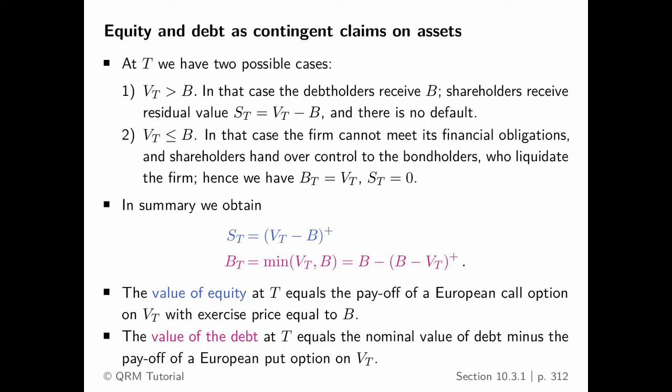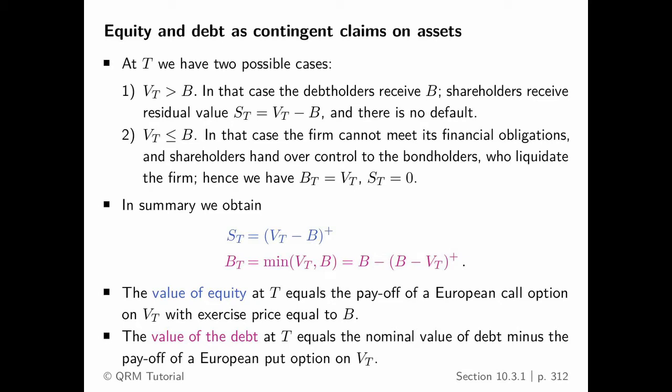At time capital T, if the total assets of the company, the value of the equity component and the value of the debt component, exceed the amount that has to be repaid, the nominal of the debt, then everything is fine. The debt holders are repaid. You could think of the company simply being wound up at this point. It's a one-period model, but then, of course, it may be rolled on for a further period. So if V_T exceeds B, the debt holders get B back, and the shareholders are also happy. They get the residual value, and the bigger this is, the happier they are.